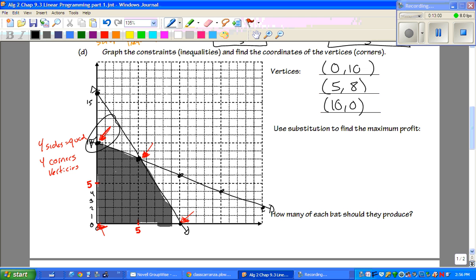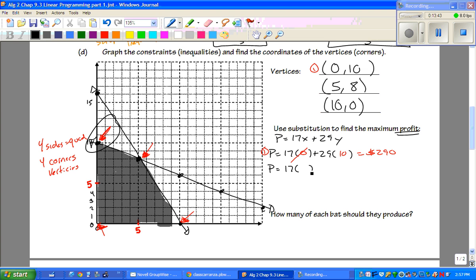Now, here's the last step. Those are the different numbers that we're going to be plugging back in to find out what the profit was. Okay? So the 17x plus the 29y equation, we're going to go back and plug these numbers in to see which one of these gives us the most profit, because that's what they're trying to find. So is it 17 times 0 plus 29 times 10? Because that's our first point. $290.